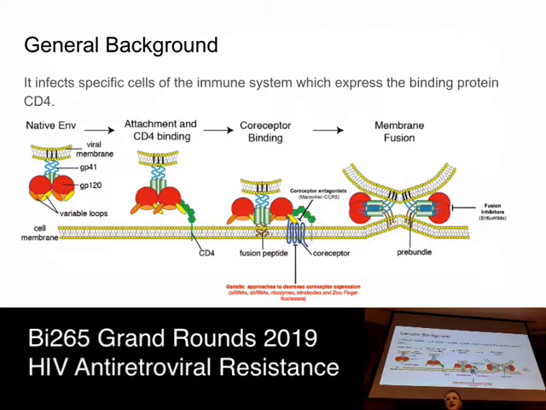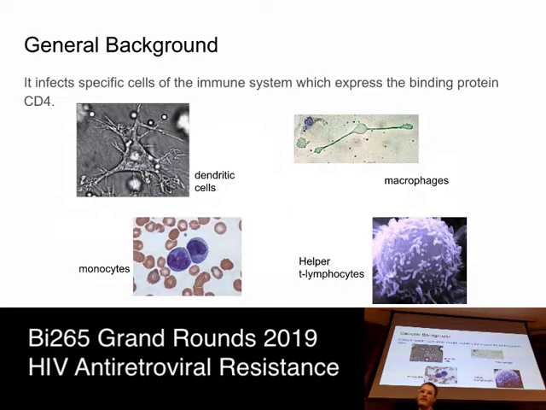So HIV works by infecting cells of the immune system which express a binding protein called CD4. And this diagram just shows the CD4 binding protein attaching to the HIV membrane, fusing. Cells that have this protein include dendritic cells, macrophages, monocytes, and most importantly, helper T lymphocytes, also called CD4 cells. And infection slowly diminishes the levels of these cells, and when they reach a critical level, essentially all cell-mediated immunity is lost.